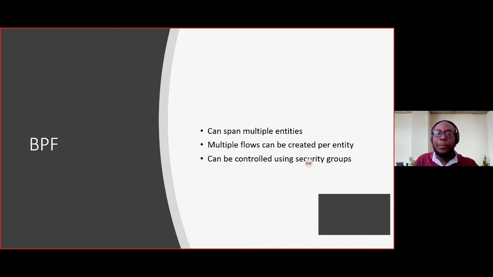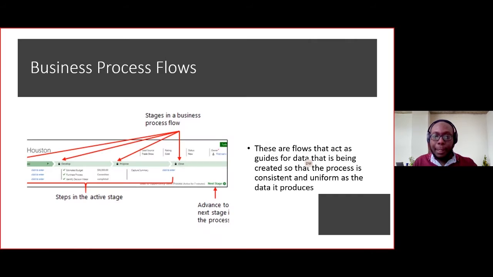Business process flows are flows that act as guides when data is being created, and they also guide the creation of consistent and uniform data. An example is the one that you see on the left-hand side. In this case we have a wizard of sorts, and in each of the wizard steps we have the stages and the steps. A stage could be design, another one could be develop, and then in the develop stage, we could have multiple steps under it.